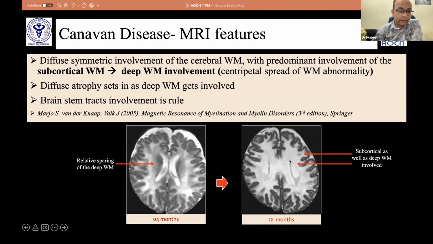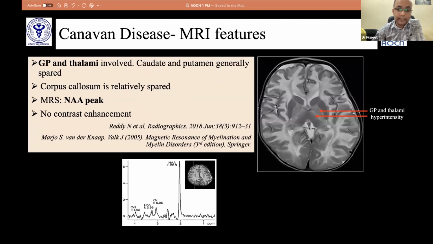So diffuse atrophy progressively sets in, and brainstem tract involvement is a rule in Canavan's disease. GP and thalami are involved, and the caudate and putamen are generally spared. Corpus callosum is relatively spared. On MR spectroscopy, we find the characteristic NAA peak at 2.02, and there is no contrast enhancement in Canavan's disease.